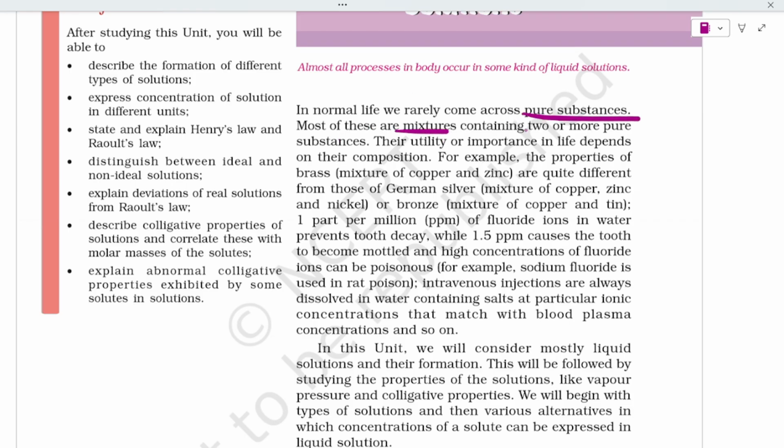Some of these are mixtures containing two or more pure substances. Mixtures are nothing but those containing two or more pure substances. Their utility or importance in life depends on their composition. For example, brass is a mixture of copper and zinc, German silver is a mixture of copper, zinc and nickel, and bronze is of copper and tin.